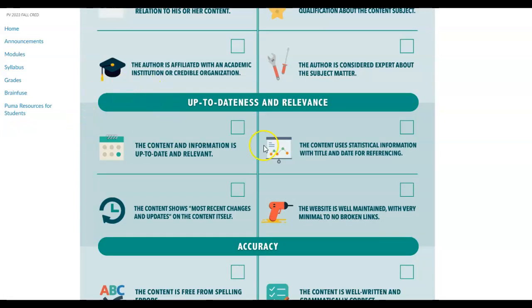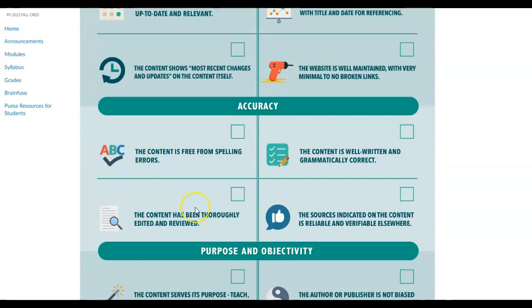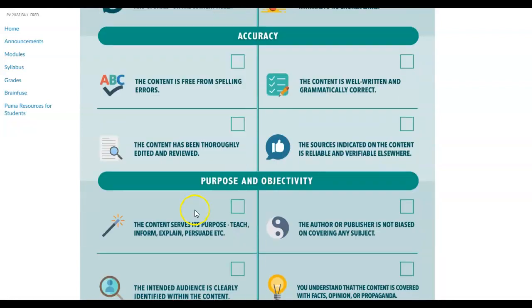Look for the dates and the relevance. Is everything up to date, or was it written 20 years ago? I guess the internet was up 30 years ago. But look at the relevance and the accuracy. Look at the spelling. Look at how it's written. Is it written professionally?